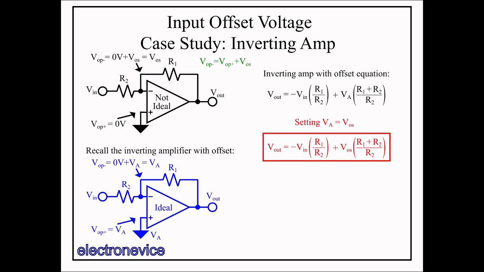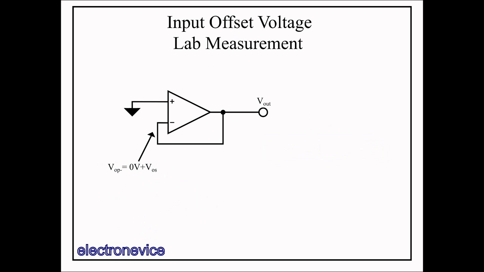Now that we've looked at a couple case studies, next we'll show a circuit for making precise measurements of an op-amp's input offset voltage. Then we'll demonstrate that circuit by measuring the input offset voltage of an LM324 in the lab. So the simplest way to measure input offset voltage, you would think, would be to just use a unity gain buffer, ground the non-inverting input, and the output will be equal to the offset voltage.